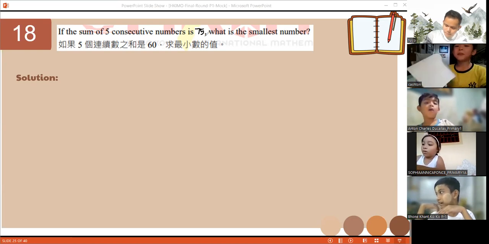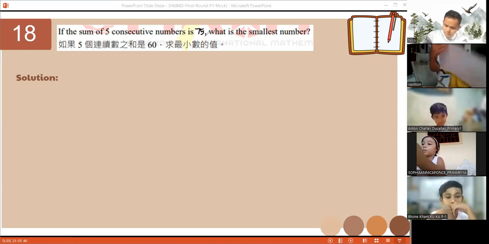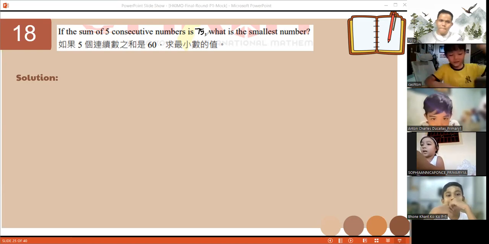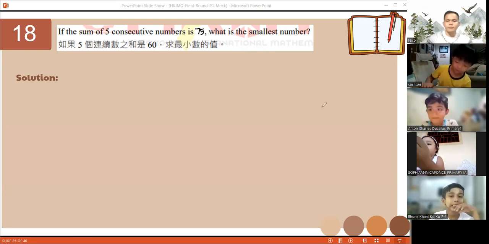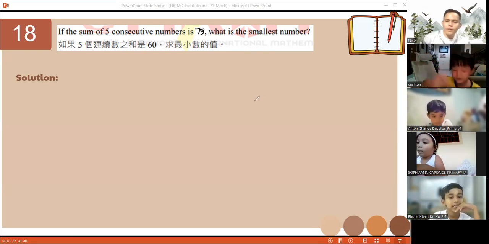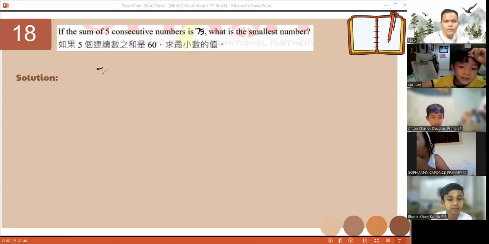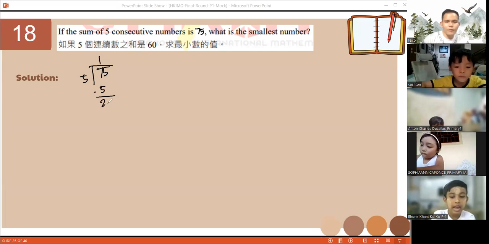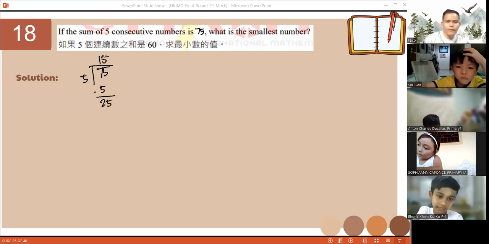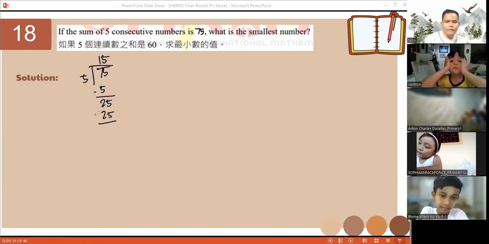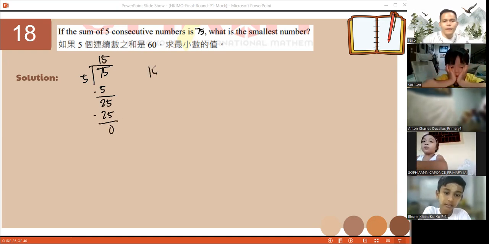I read it, but I don't understand. I don't know which one is the answer. 13. Correct. 14. 13. Who answered 13? That's correct. So we have 75 divided by 5. That's 15. Then you subtract, you get 25. So meaning there are 5 numbers.